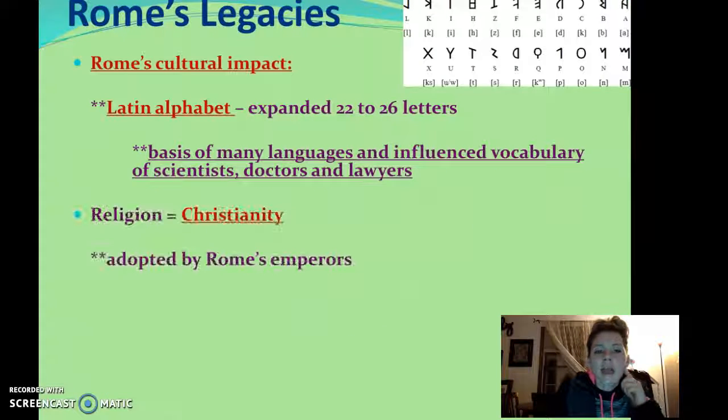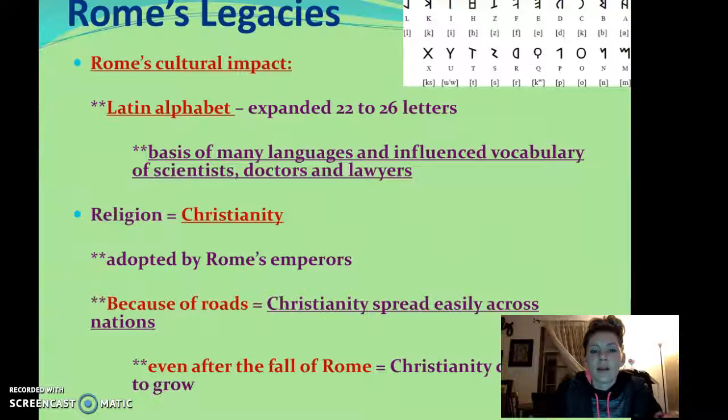If we look at some of the other things, Christianity started in Rome, which is one of the major religions in our world today. The Latin alphabet provided the basis for most languages, like English and French, Spanish, but it's also the language of science, medicine, and lawyers today. So if we look at Rome, they're really important in that respect. That's why we learn about Rome.